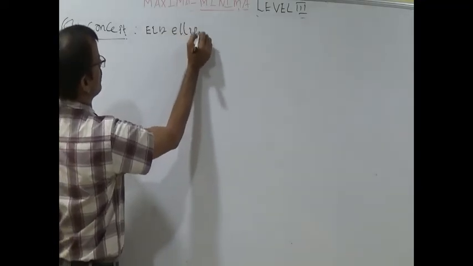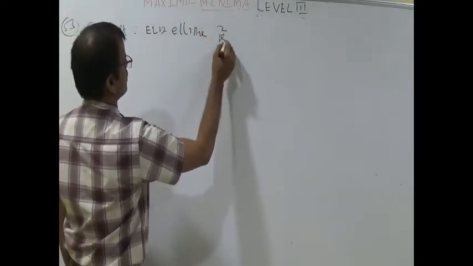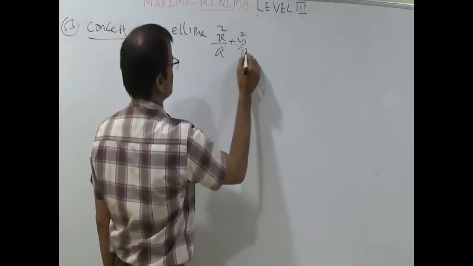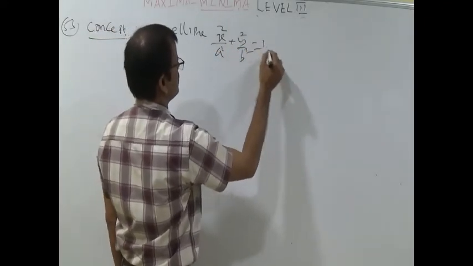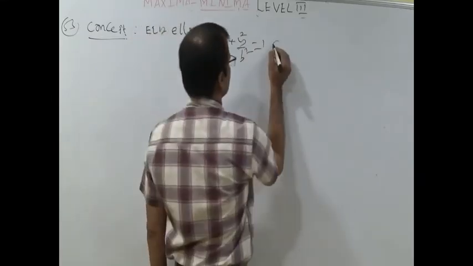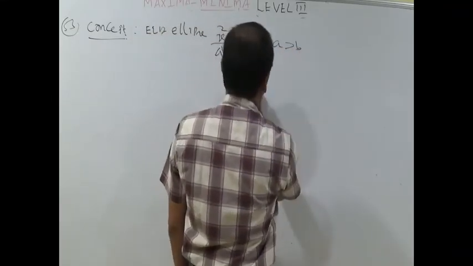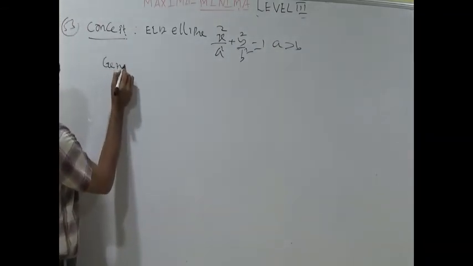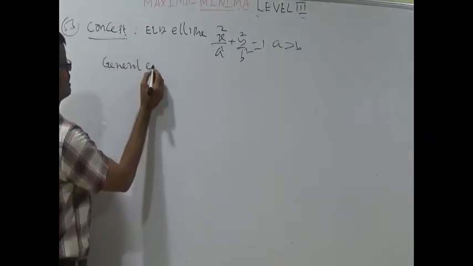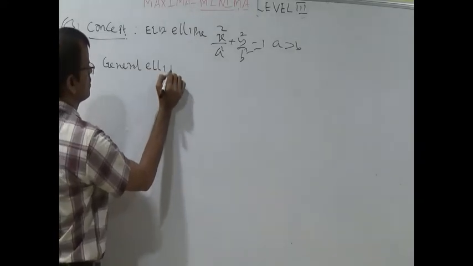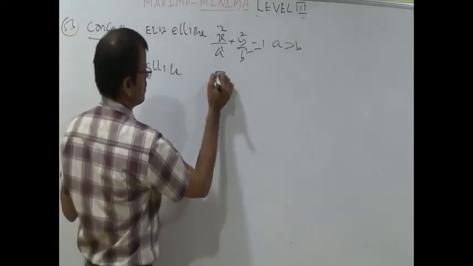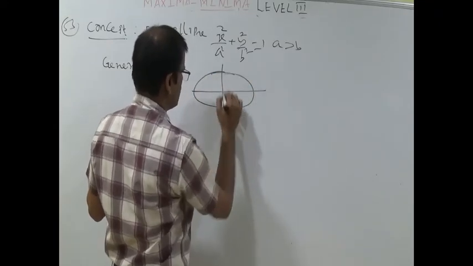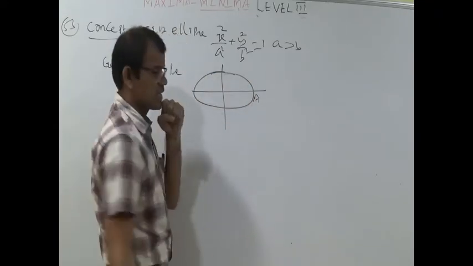The standard equation of an ellipse is x square by a square plus y square by b square equal to 1. If a is given greater than b, it is called a general ellipse. The notation is like this. This is the x-axis.